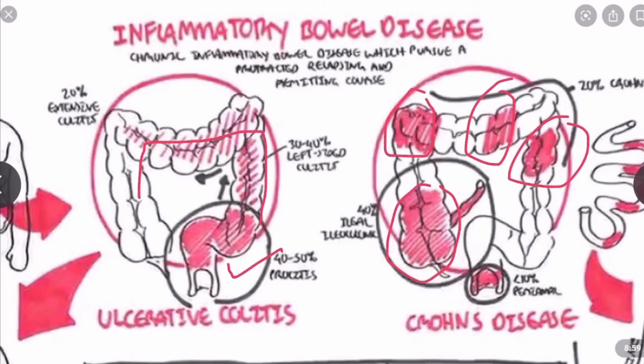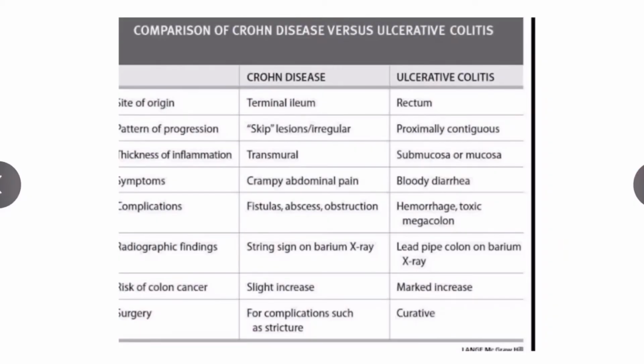Mostly ulcerative colitis has more chances to cause colon cancer. Crohn disease has fewer chances to cause colon cancer. So if you don't treat ulcerative colitis on time, it can change into colonic cancer. Now this is the difference between Crohn disease and ulcerative colitis.